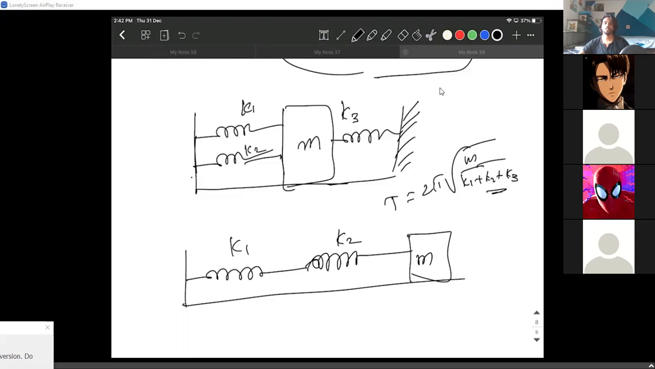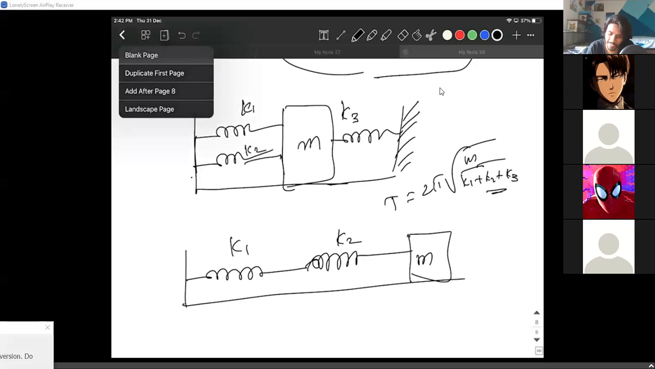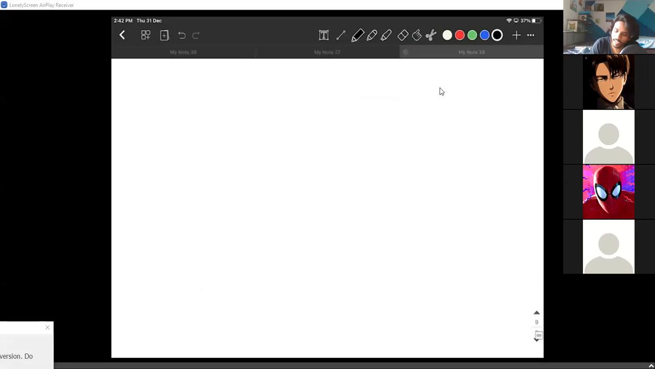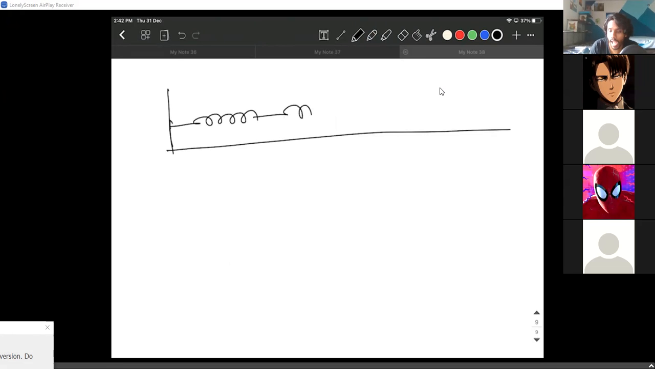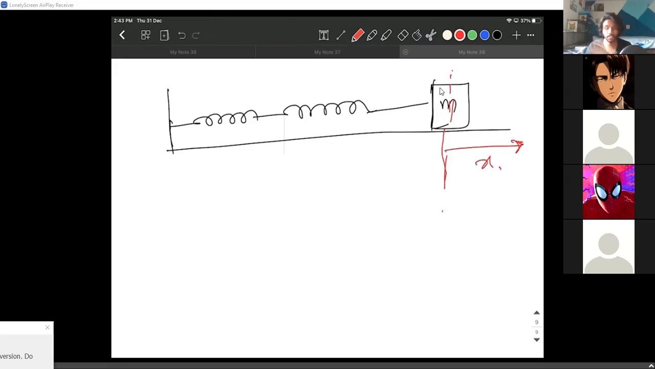So, same thing, 2 pi root over m upon K1 plus K2? Nope. That is where the problem is. Let me draw it again on a new page. This is where the problem is. You have to rigidly stick to the basics that I've just told you. What's the first thing you should do? Displace it by a displacement x, and then find the restoring force.